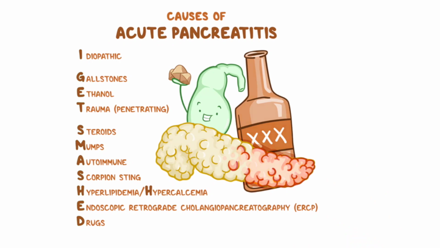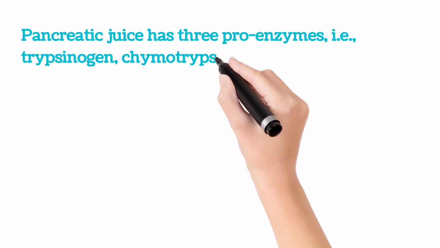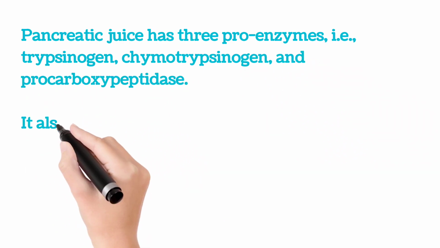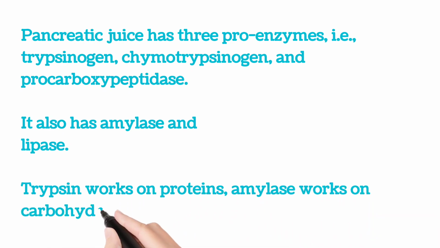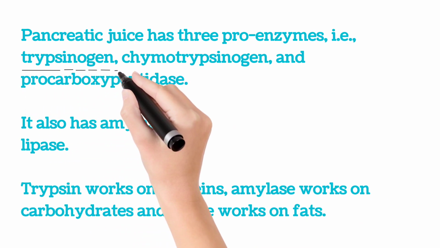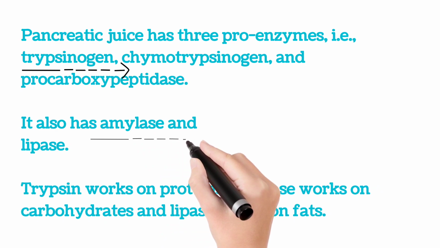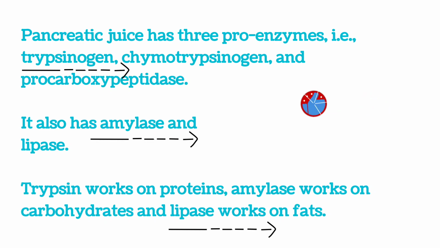So let's see, pancreatic juice has three proenzymes: trypsinogen, chymotrypsinogen, and procarboxypeptidase. It also has amylase and lipase. Trypsin works on protein, amylase works on carbohydrates, and lipase works on fat. Trypsinogen and chymotrypsinogen convert into trypsin and work on protein, while amylase and lipase work on carbohydrate and fat. Before going to the causes, we should know about these enzymes. Premature activation is the main cause of pancreatitis.